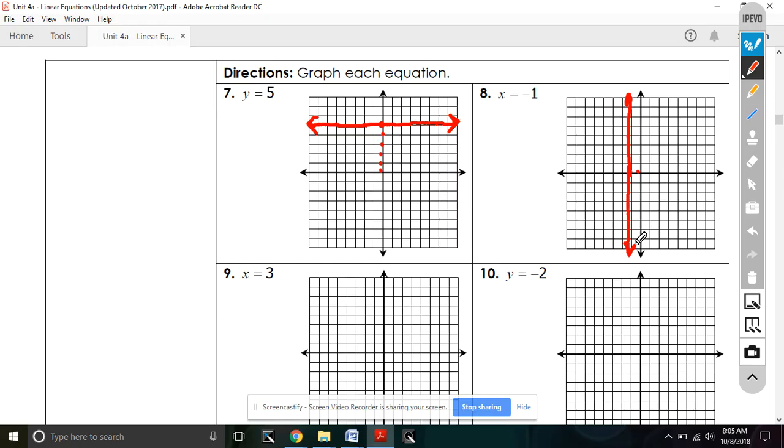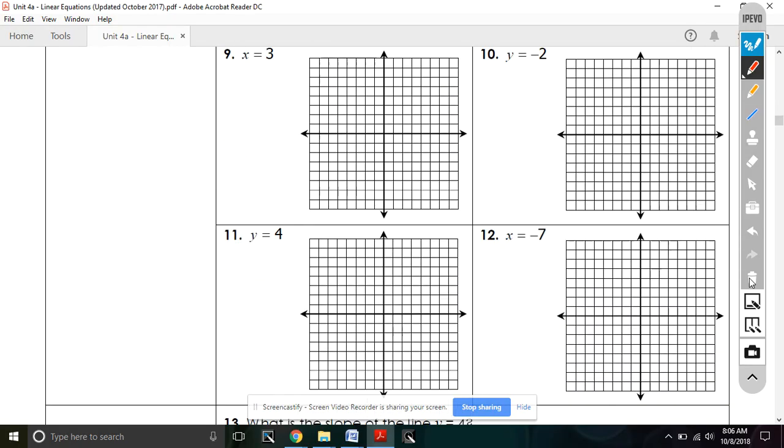Okay. Number 3 is x equals 3. Where does x equal 3? X equals 3 right here, and I'm going to go up, and I'm going to go down. Y equals -2 right here. I know that y equals is a horizontal line. Y equals 4. 0, 1, 2, 3, 4. Go straight across.